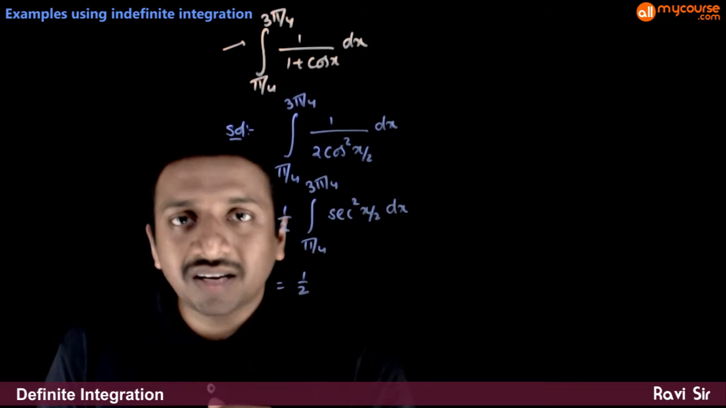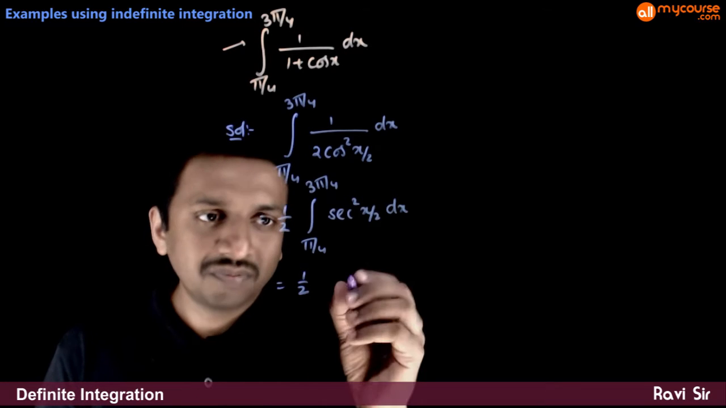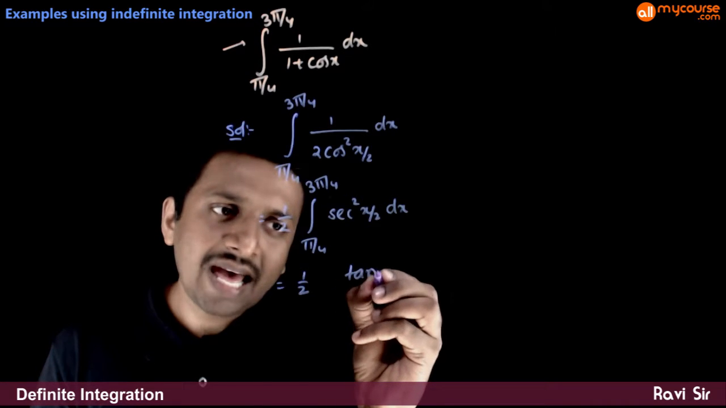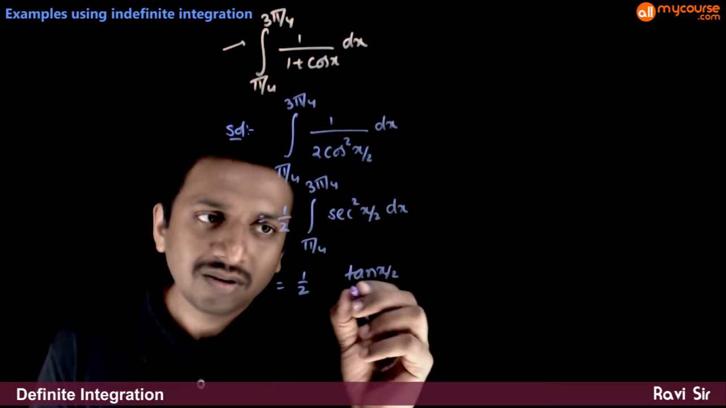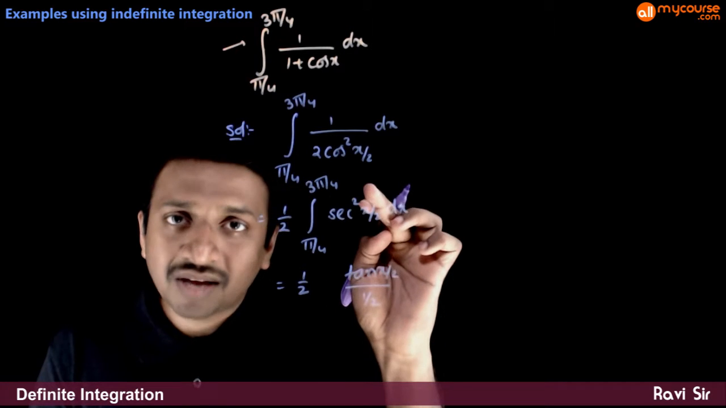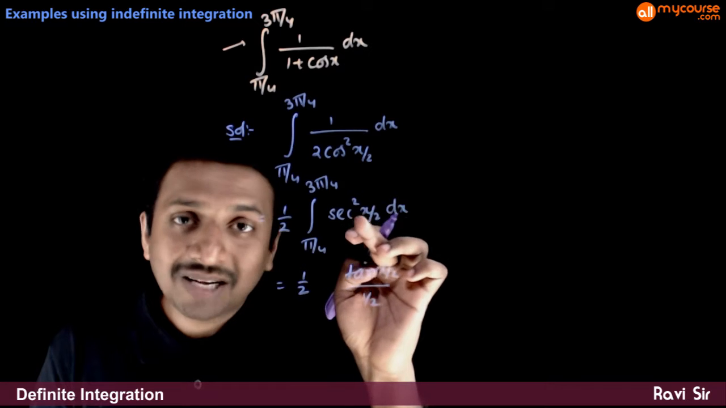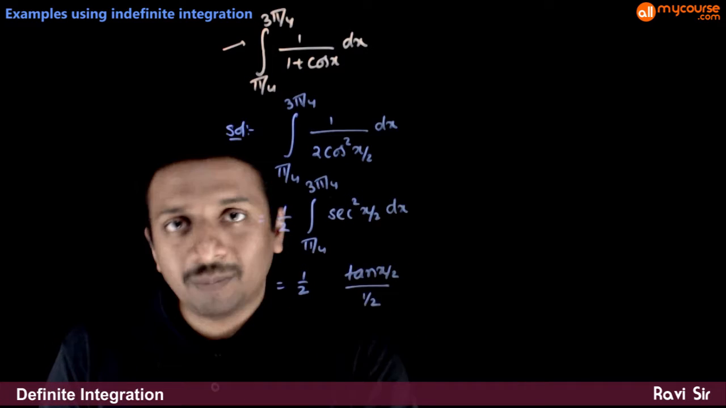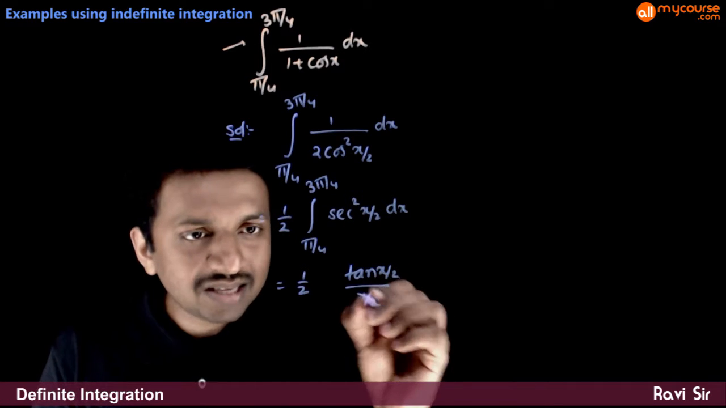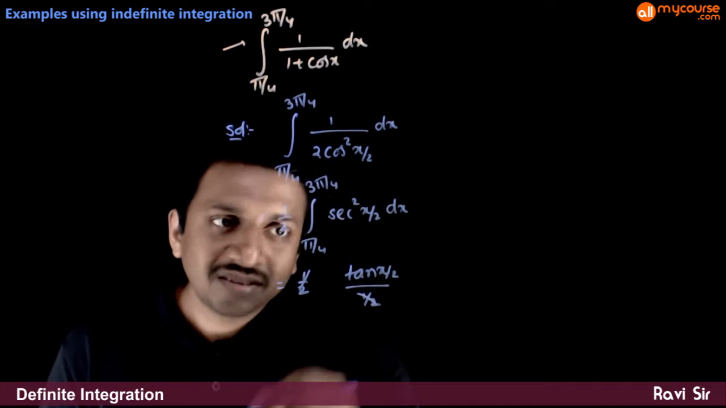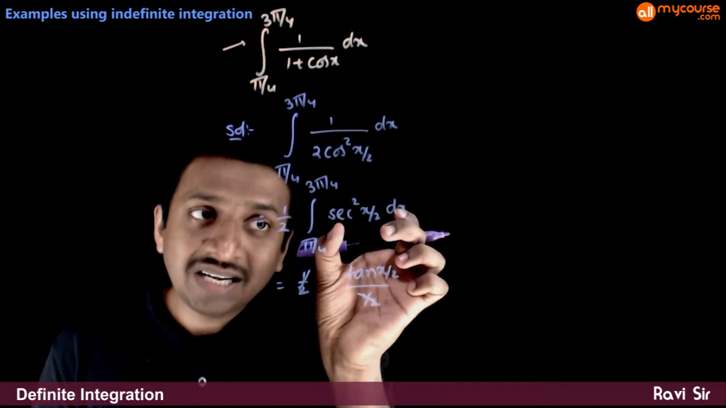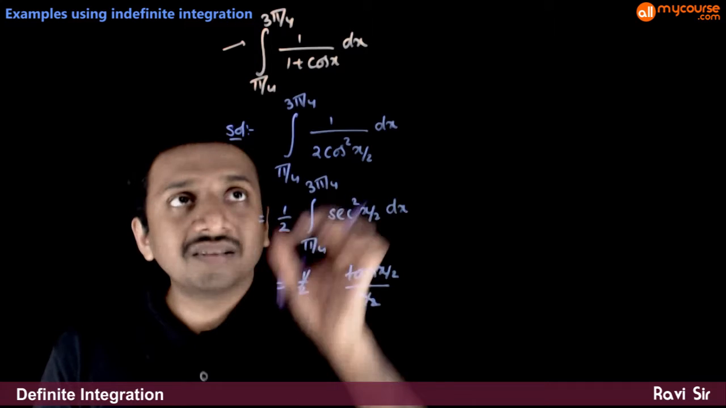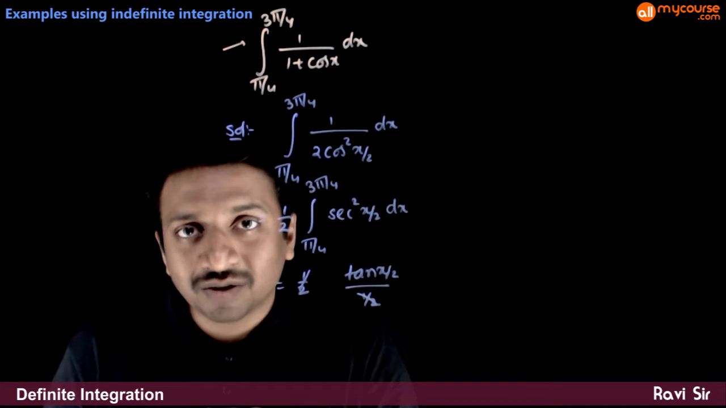What is the indefinite integration of secant square x by 2? It's nothing but tan x by 2 by half, right? Because you have x being multiplied by half, so you need to divide by half. So this half and this half gets cancelled. So tan x by 2 is the indefinite integration of this 1 by 1 plus cos x.